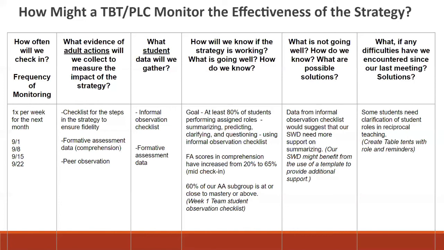What, if any, difficulties have we encountered since our last meeting? What are the solutions? The team determined that some students may need clarification of student roles in reciprocal teaching. The solution determined was to create table tents with the role and a reminder of the role. Don't forget, monitoring the adult actions and the impact on student performance will help the TBT and PLC see the impact of the strategy in real time by using action research approaches.